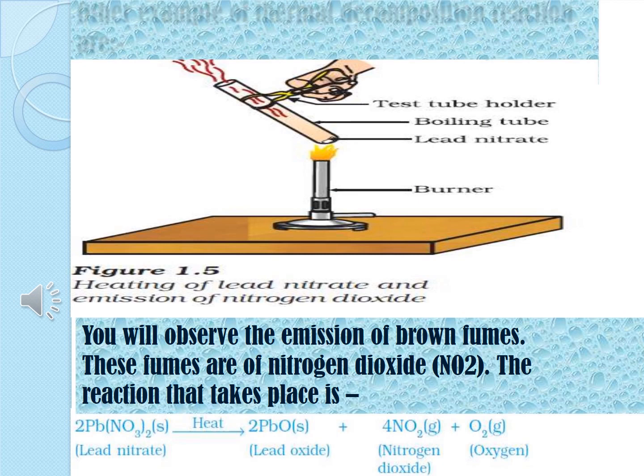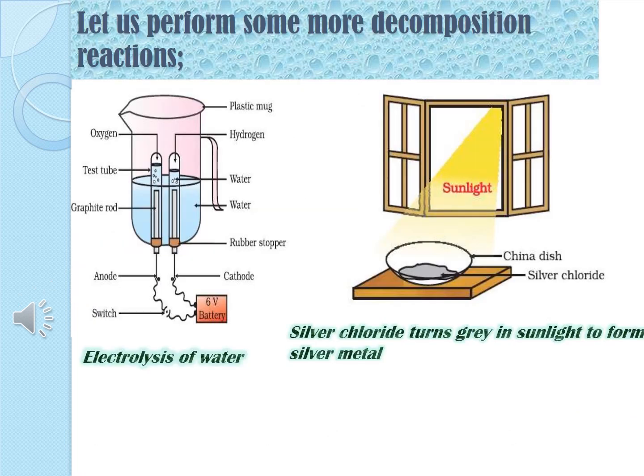Another example of thermal decomposition is lead nitrate decomposes into lead oxide plus nitrogen dioxide and oxygen. That is Pb(NO3)2 gives PbO plus 4NO2 plus O2. Here you can see the next two types of decomposition reaction. The first diagram shows electrolytic decomposition reaction, in which decomposition takes place due to electricity. The example is electrolysis of water.